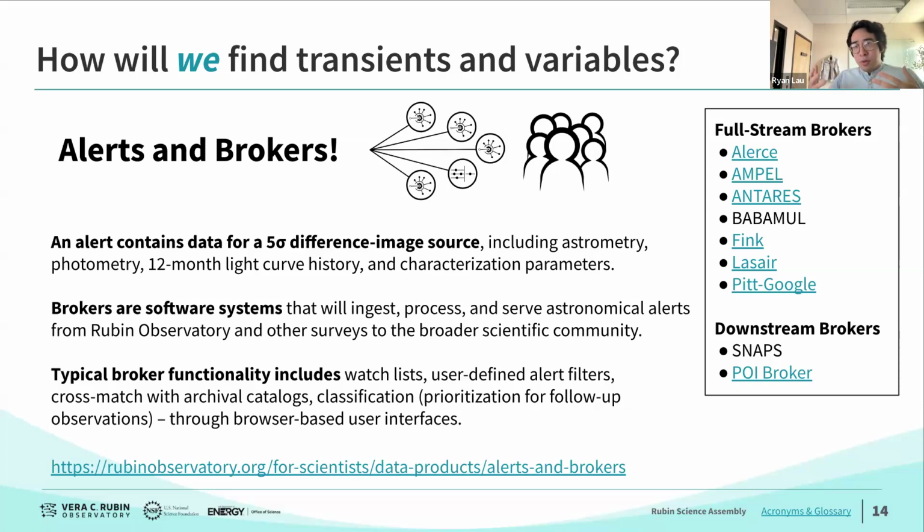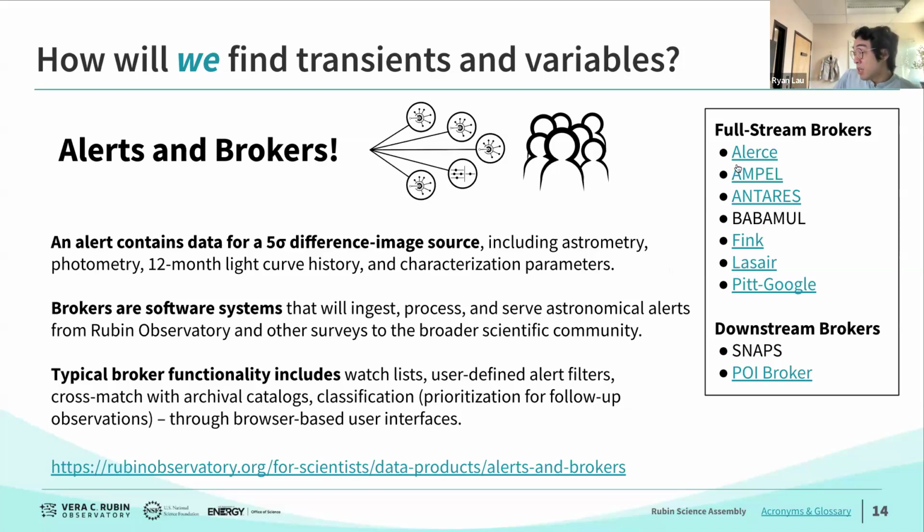These alerts, since there'll be millions of these, we're not going to get those directly to our laptops, but they'll be passed through alert brokers, which are software systems that will ingest and process these and then provide it in a way where us, the community, can look at the particular types of transients or variables that we're interested in. So those are pretty crucial to enabling science.